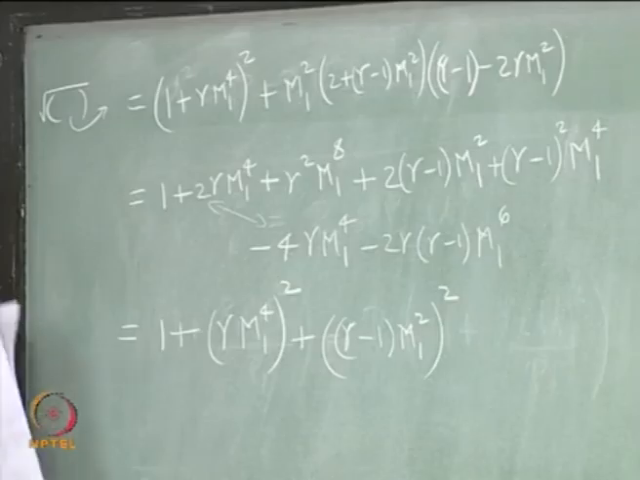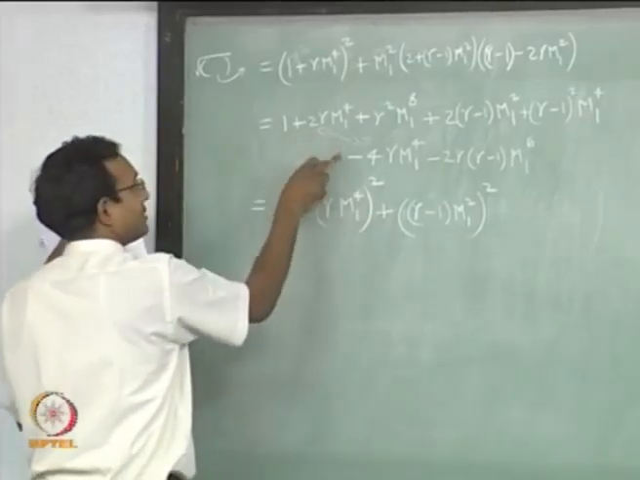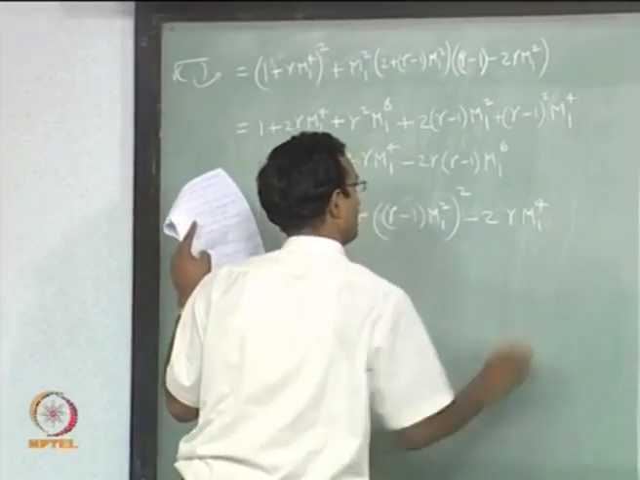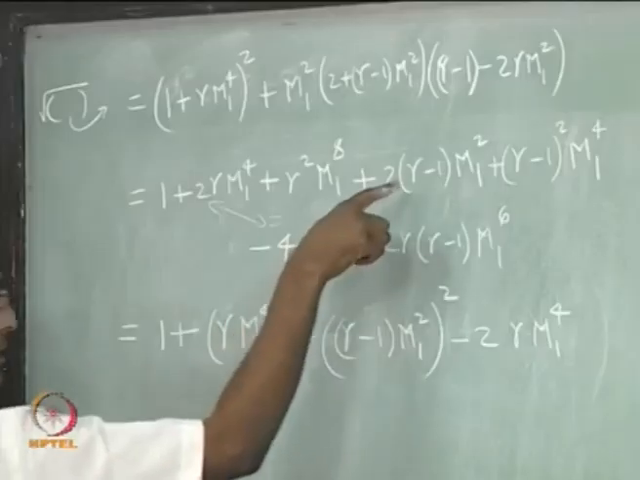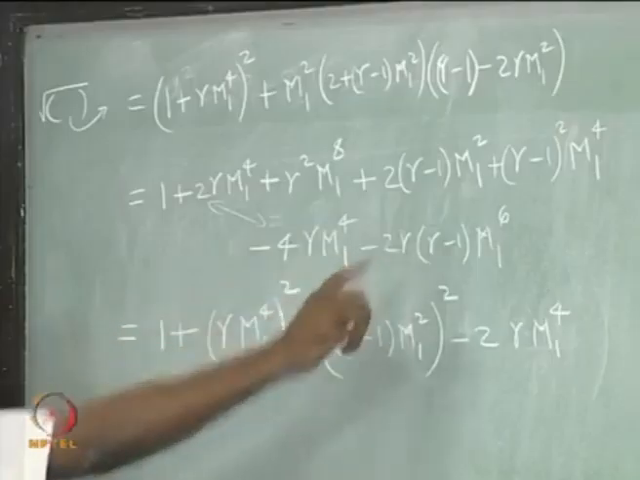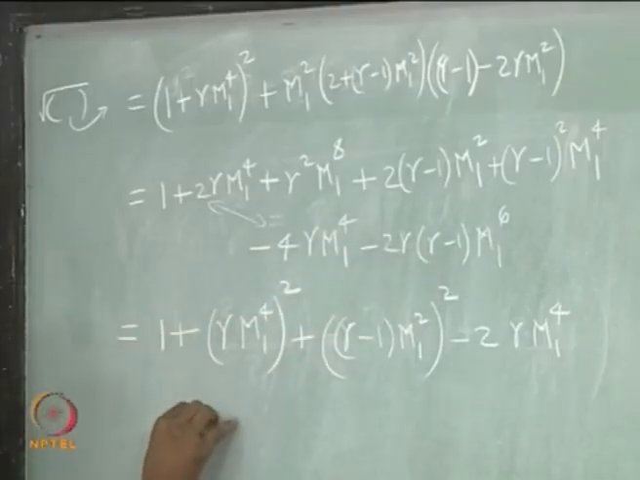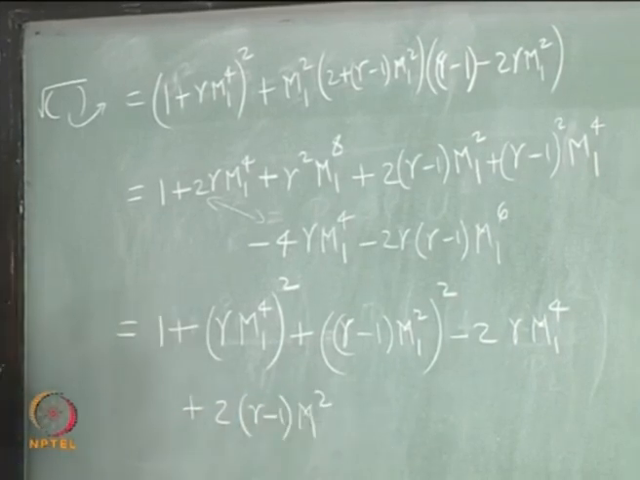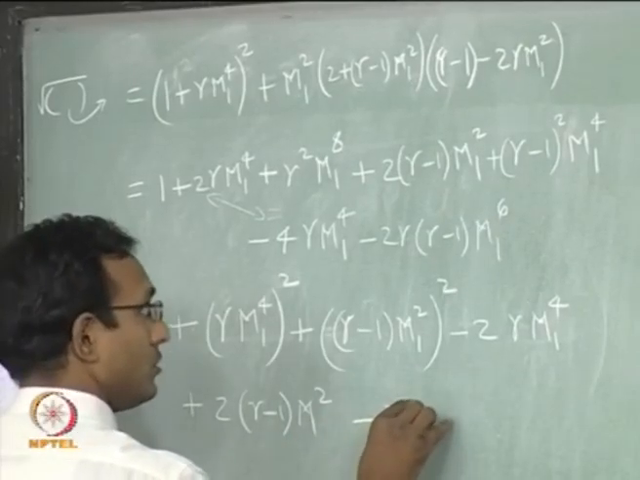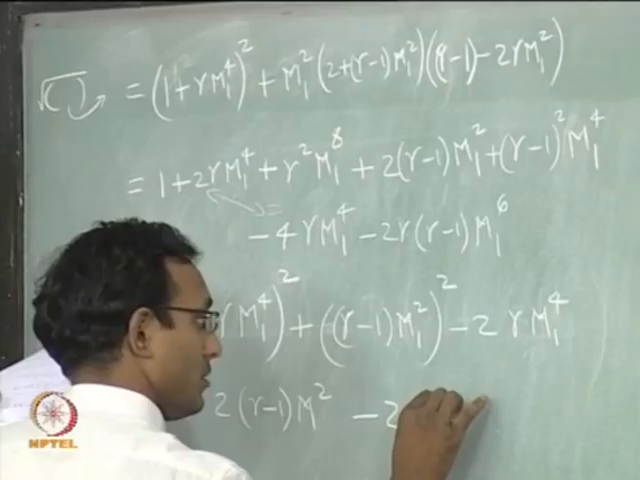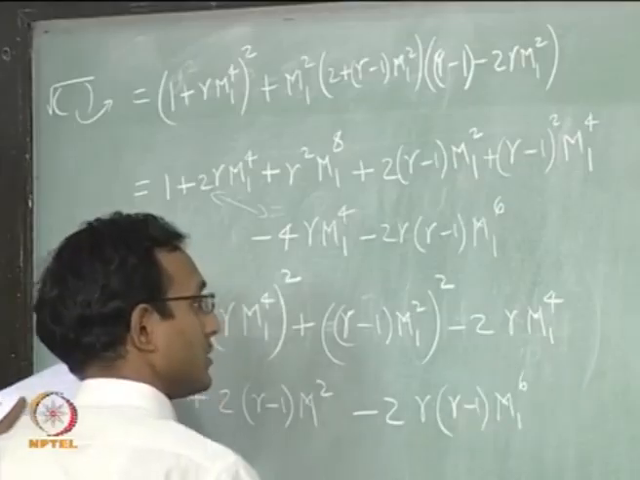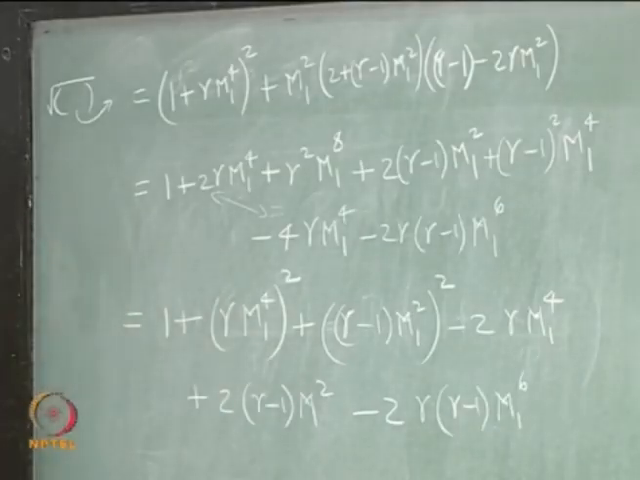Of course, 1 can be written as 1 square, I do not want to write it that way, you just keep it like this. Now, I will write this minus 2 times gamma m1 power 4, that is one term. Now, the remaining two terms are this one and this one, m1 square term and m1 power 6 term. So, I will put that plus 2 gamma minus 1 m1 square minus 2 gamma minus 1 m1 power 6. These are the terms. I have written it in a nice way because I want to simplify the next step.